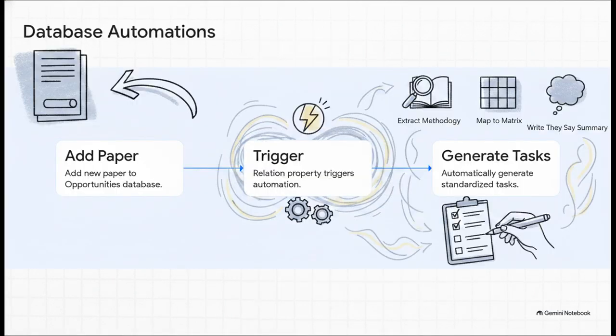But let's talk about database automations, because this is where the real magic happens. This can literally save you hours of tedious administrative work. In Notion, you can set up an automation where the trigger is simply linking a new paper to your project database. The absolute second you make that relation, Notion can automatically generate a standardized checklist of tasks for you. Extract methodology, map to matrix, write they say summary. It is completely automated and entirely standardizes your workflow. It is a game changer.